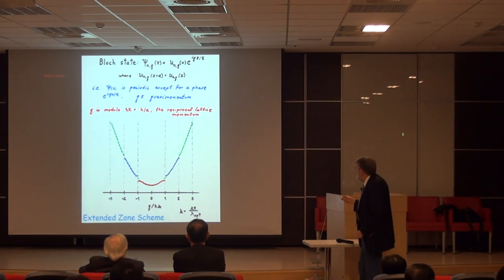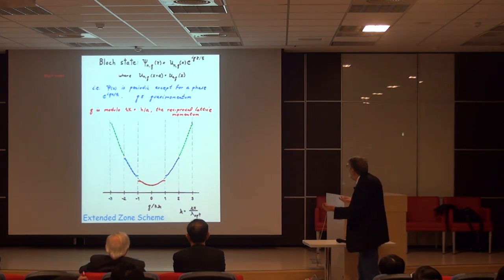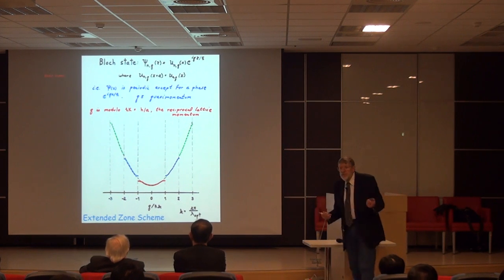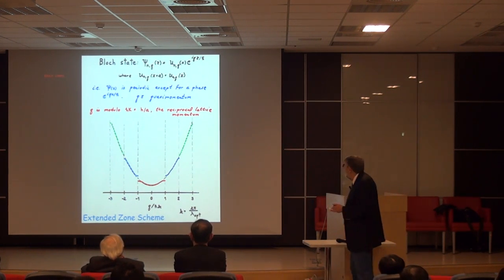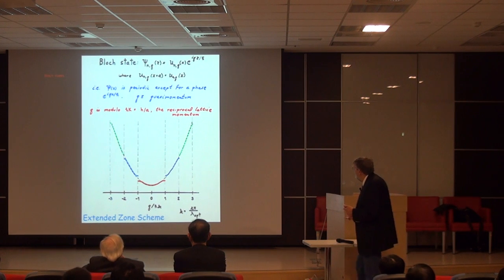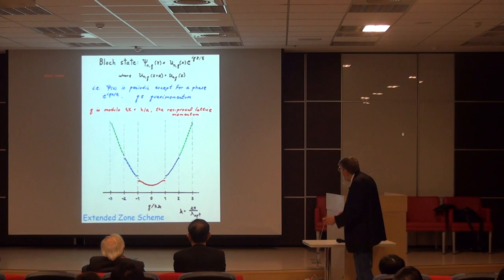Another thing about the Bloch state is that if I add or subtract a reciprocal lattice vector to this function, it doesn't change anything. Because adding a reciprocal lattice vector just changes the phase of this thing by 2 pi. So I can essentially repeat the whole thing with the addition or subtraction of a reciprocal lattice vector without changing this Bloch state. It's still an eigenstate of the Hamiltonian. Okay, so that's the eigenstates.